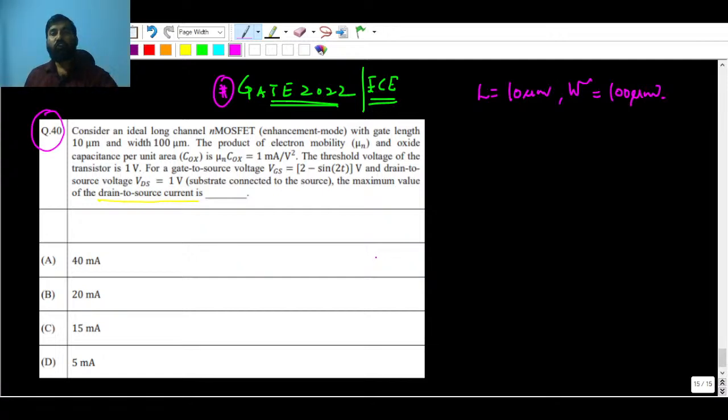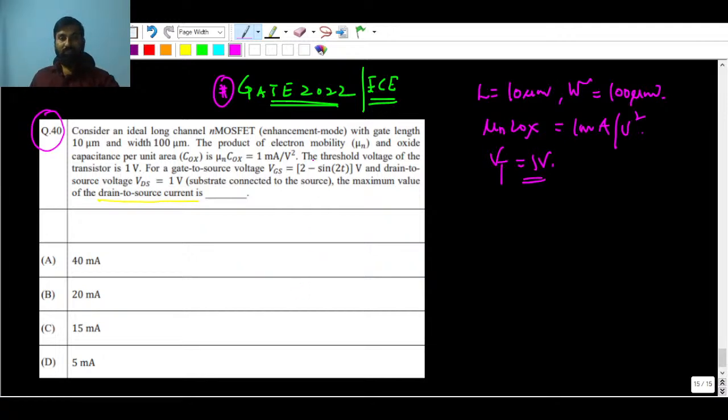The product of electron mobility and oxide capacitance per unit area, COX, they have given. So mu n times COX is given as 1 milliampere per volt squared. The threshold voltage of the transistor they have given here is Vt equal to 1 volt.